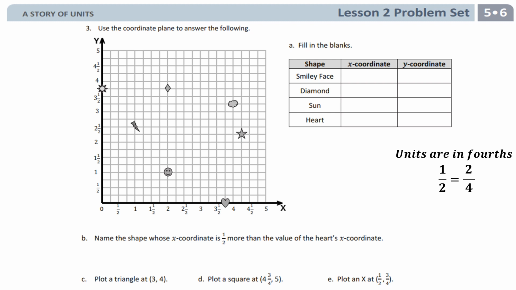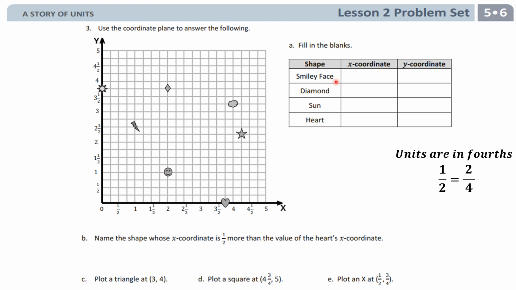I'm not going to change the value of every unit on this coordinate plane, but what I want you to keep in mind as we're figuring out the x and y coordinates is that when you see a half, that's actually 2 fourths. When you see 1 and 1 half, that's 1 and 2 fourths. When you see the spaces in between a 0 and a half and a half and a 1, in there is 1 fourth and 3 fourths. So if you're looking at my clicker, here's 0, 1 fourth, 2 fourths, which is the same as 1 half, 3 fourths, 1 whole. All right, let's begin.